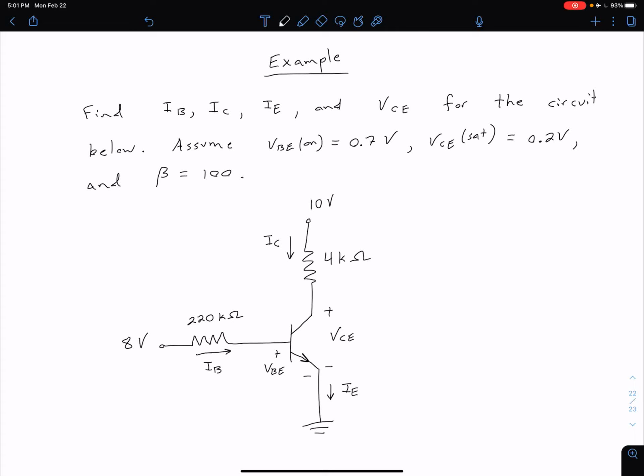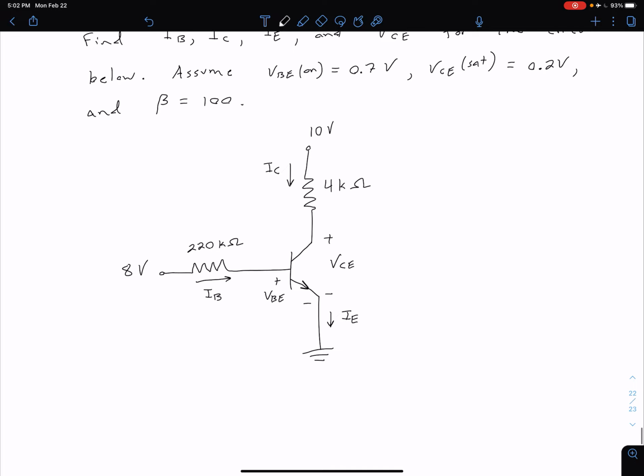Let's take a look at another example. For this example, we want to find all of our terminal currents, IB, IC, IE. We also want to find our collector emitter voltage, and we're told to assume that VBE on is 0.7, VCE sat is 0.2, and beta is 100.